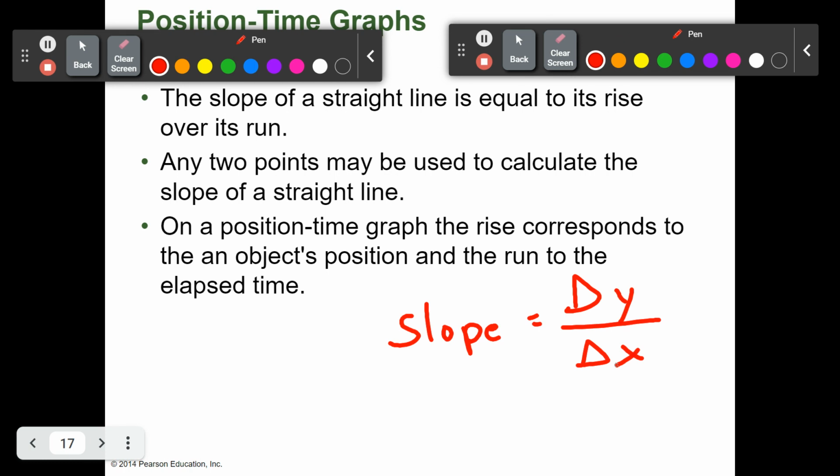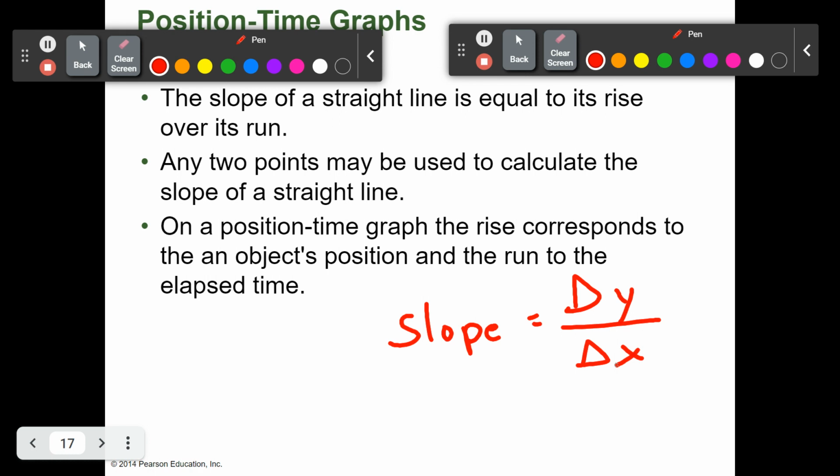And slope is really the information we want to get from these graphs. The interpolation, the extrapolation, all that's good. But we want to look at what slope can provide us. So make sure you know how to find the slope of the line. Okay? Change in y over change in x. And you can use any 2 points to calculate the slope of the line.